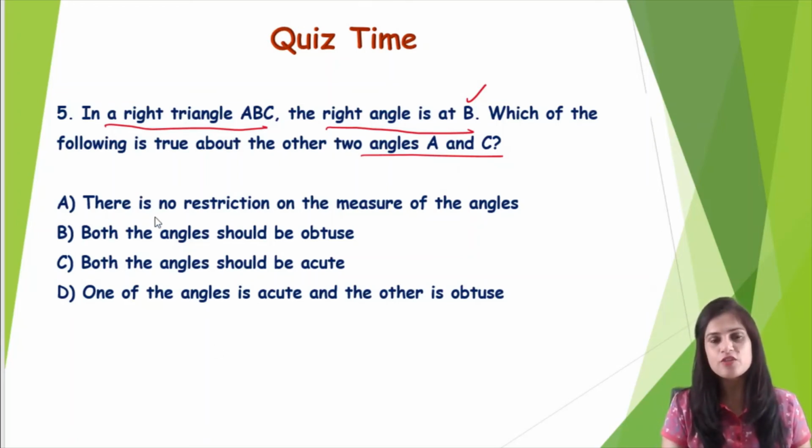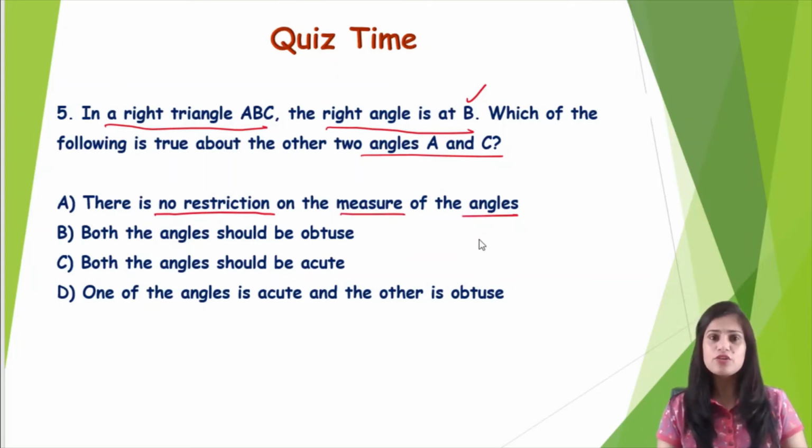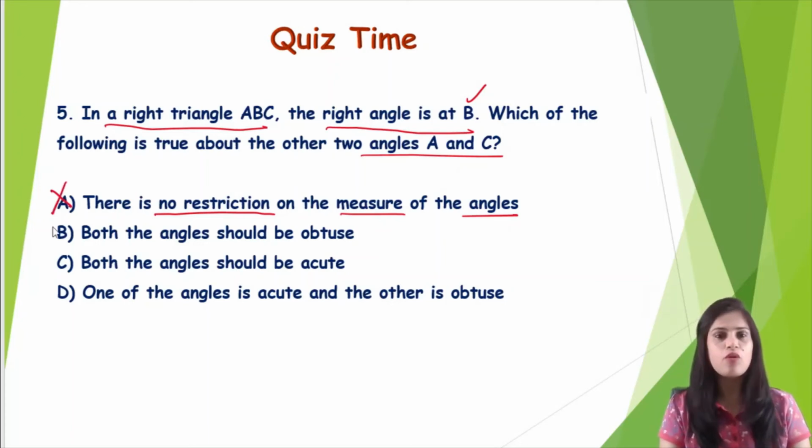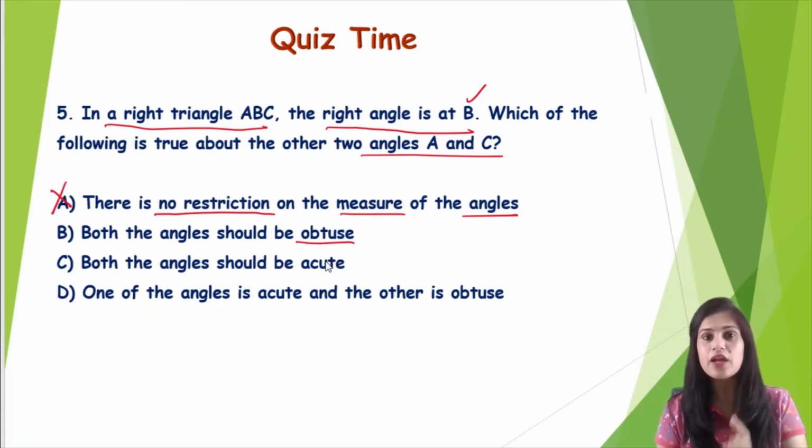First option, there is no restriction on the measure of the angles. Yes, restriction is there. Both of the angles have to be less than 90 degree. Restriction is there. We cannot say there is no restriction. So option A will not be there. Yes. Second, both the angles should be obtuse. How obtuse? They have to be acute. Less than 90 degree. So this option will also not be there.